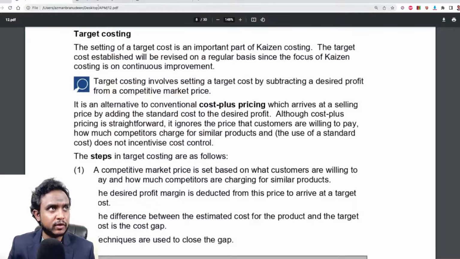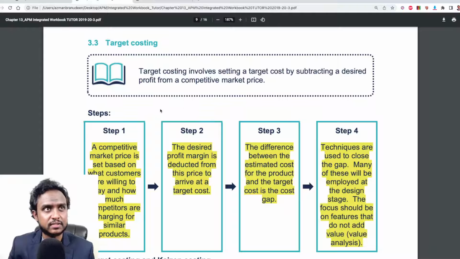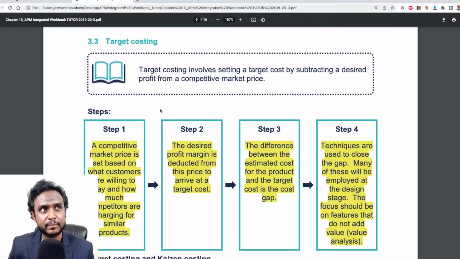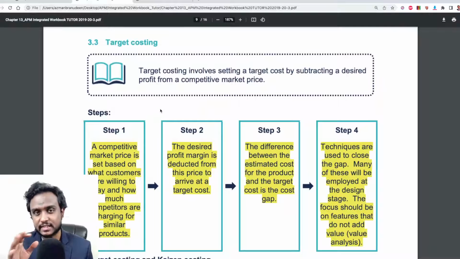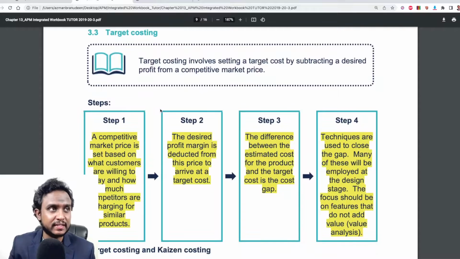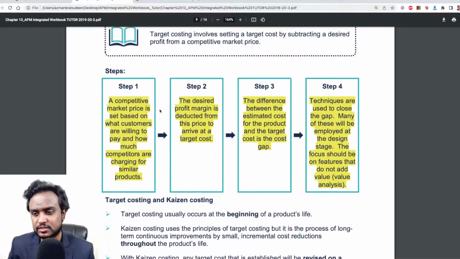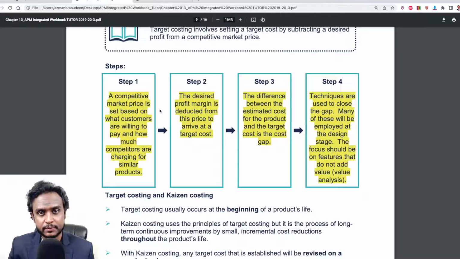Target costing involves setting a target cost by subtracting a desired profit from a competitive market price. Okay, let's understand it this way by looking at the steps. So, how does target costing work? Firstly, step one is, let's say you have a product. Okay, before that, it actually starts during the design stage, before the product is actually manufactured. And before production begins, you do the target costing process.